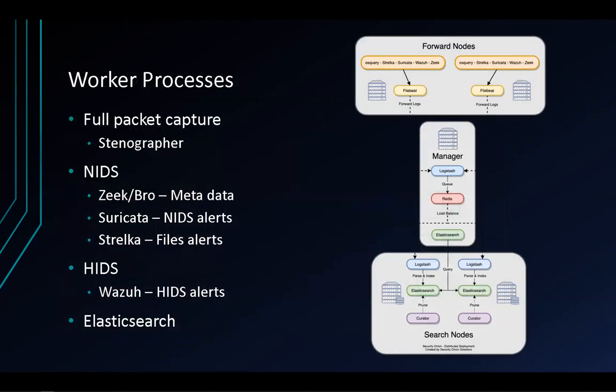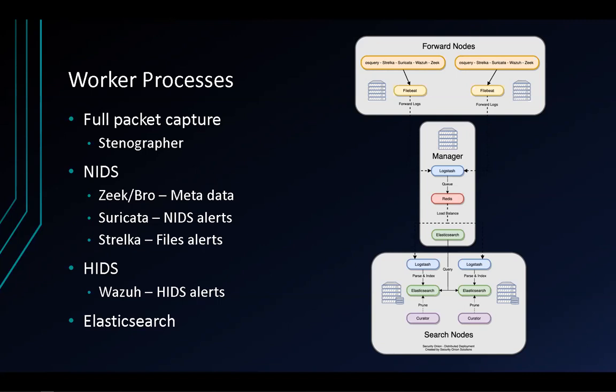Let's talk a little bit about the worker processes. So you have your full packet capture, which is one of the main features of Security Onion. It runs a process called Stenographer. And what Stenographer does is it listens to the interface and it basically just captures everything that gets fed to it and logs it into packets.